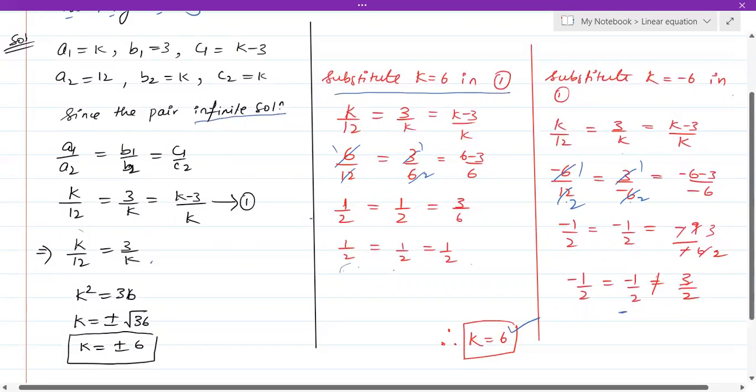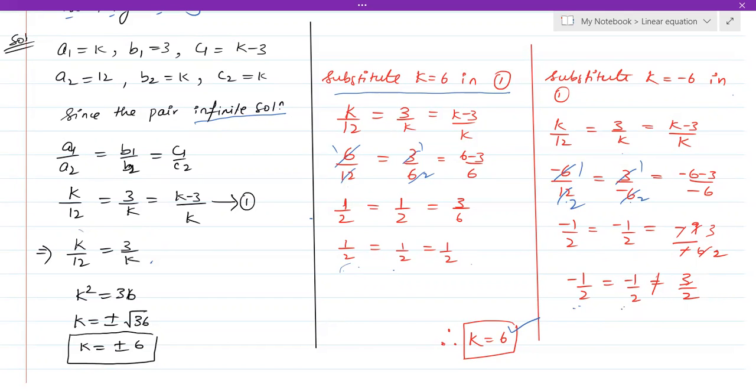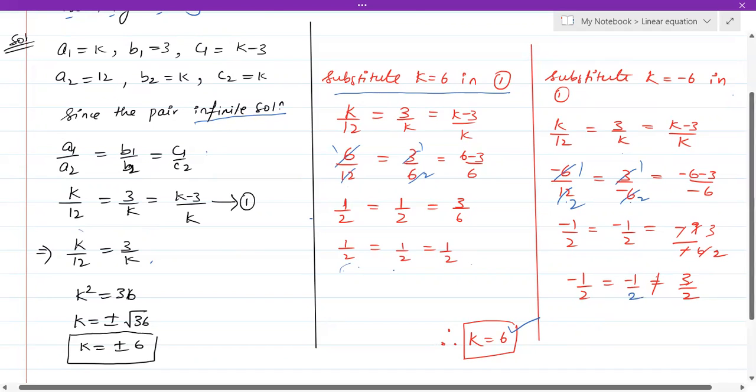Now you can observe that the first two are equal. Minus 1 by 2, minus 1 by 2 are equal. But it is not equal to the last one, isn't it? But what is our condition? All the three ratios must be equal. That is our condition. But here the value k is equal to minus 6 is satisfying only the first two, but it is not equal to the last one.